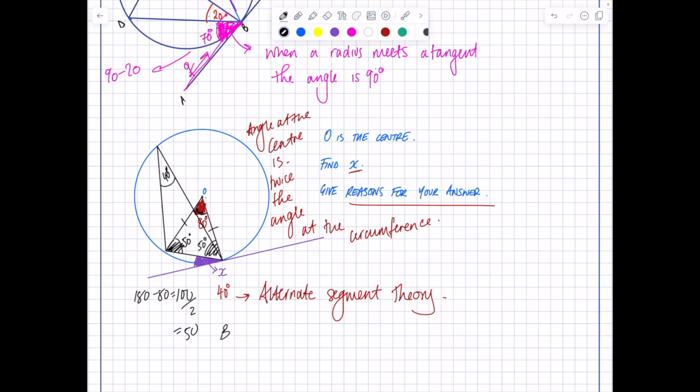And my reason would be base angles of an isosceles triangle are equal.